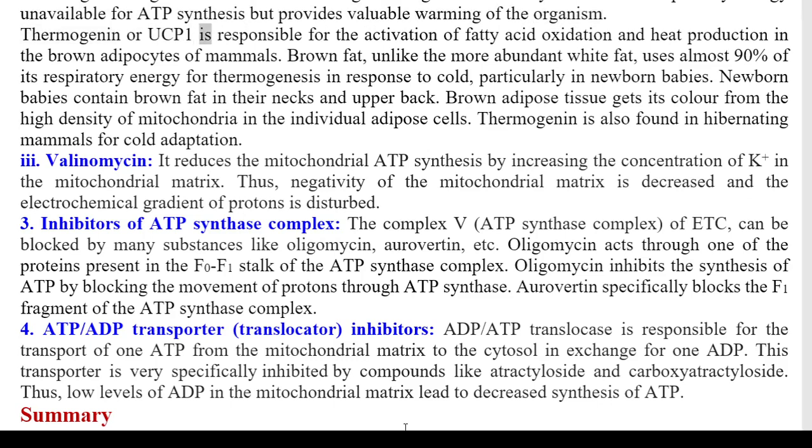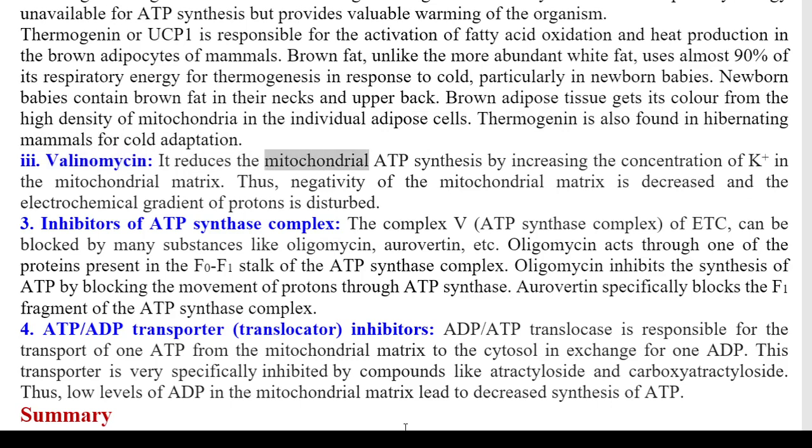Thermogenin or UCP1 is responsible for the activation of fatty acid oxidation and heat production in the brown adipocytes of mammals. Brown fat, unlike the more abundant white fat, uses almost 90% of its respiratory energy for thermogenesis in response to cold, particularly in newborn babies. Newborn babies contain brown fat in their necks and upper back. Brown adipose tissue gets its color from the high density of mitochondria in the individual adipose cells. Thermogenin is also found in hibernating mammals for cold adaptation.